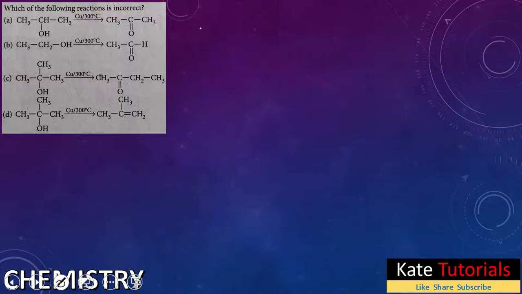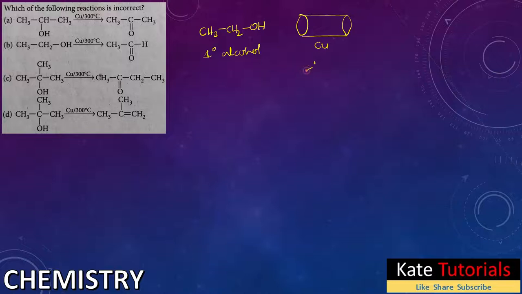Let me take this primary alcohol, CH3CH2OH. I will take a hollow tube made of copper and heat it to around 300 degrees Celsius, and it becomes a red hot copper tube, hollow inside. As soon as I put the alcohol in from this side, as soon as it comes here, it changes its nature.